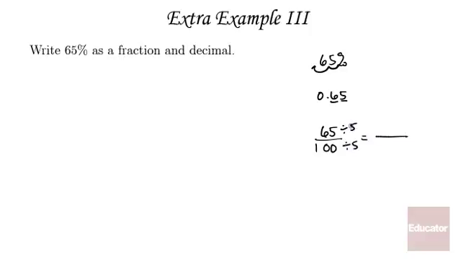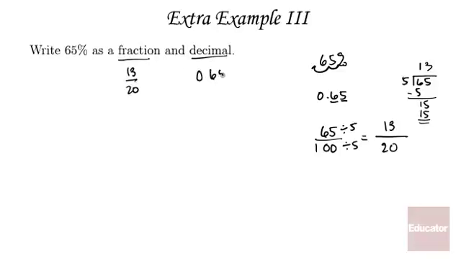5 will go into 65 13 times, I believe. So once here and 3 times here. So 13. And 5 will go into 100 20 times. So as a fraction, it's 13/20. Remember, you need to simplify. And as a decimal, it's 0.65. 2 places to the left.